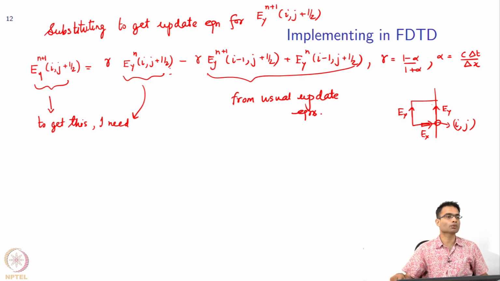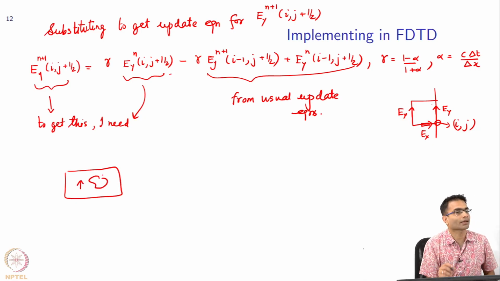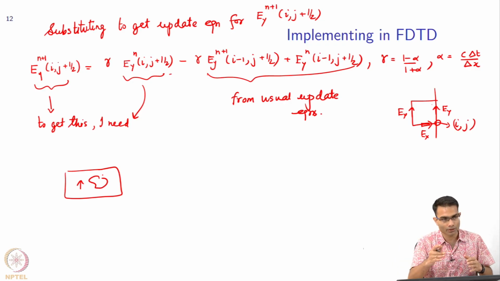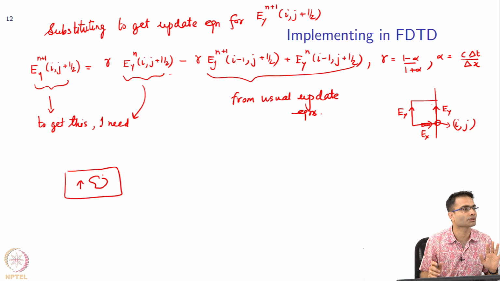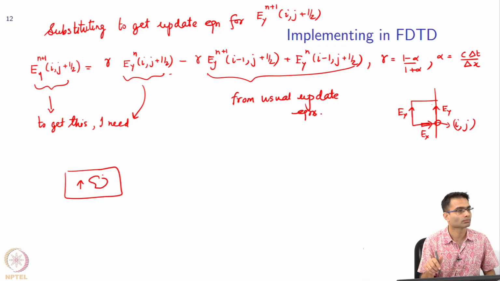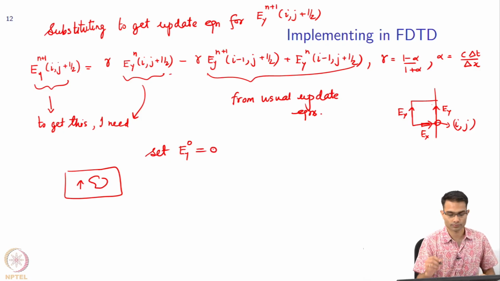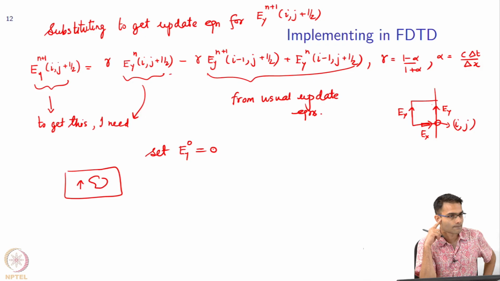At the beginning of the simulation, what do I know it to be? 0. So, typically, let us say this is my computational domain, and this is some antenna, some object. At time t equal to 0, none of the fields have reached the boundary. We are stepping in time, so the field slowly hits the object, then travels outwards. So, at time t equal to 0, very safely I can set the Ey's on the boundary to be equal to 0. Initial conditions on the fields I can set to 0.